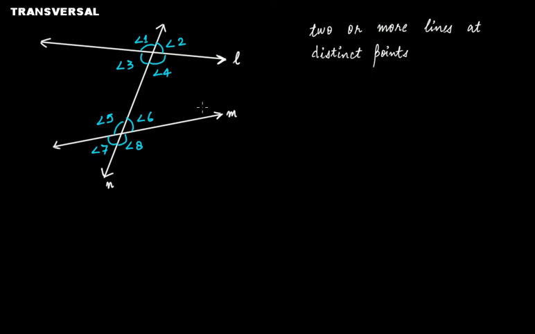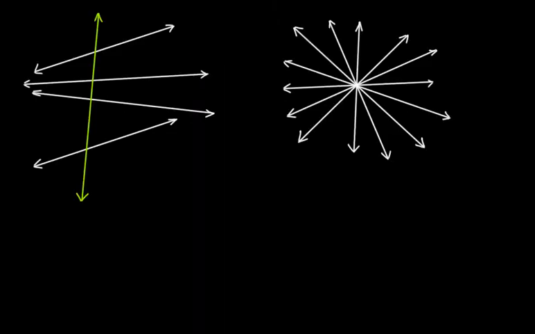Like in this figure, you have line L and line M. These two lines are being intersected by this third line N. So this line N is intersecting two lines at two distinct points. That's why this point is very important. And why is it important? Let me show you here.